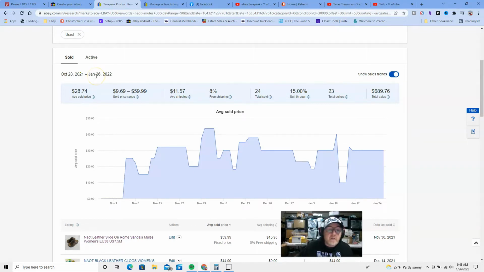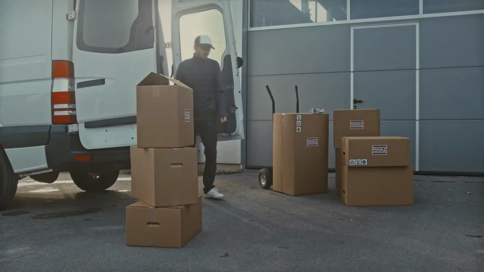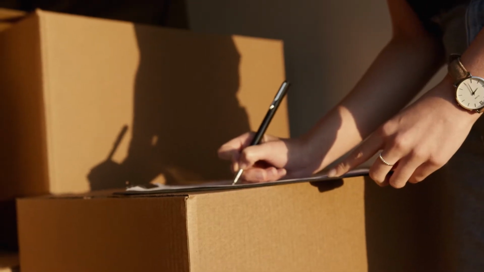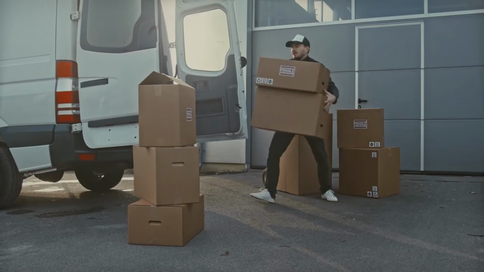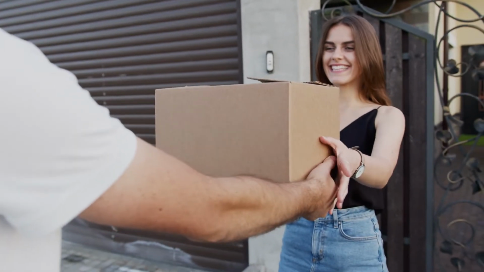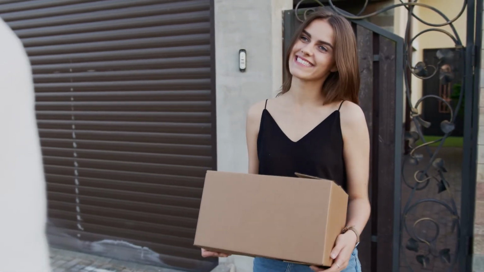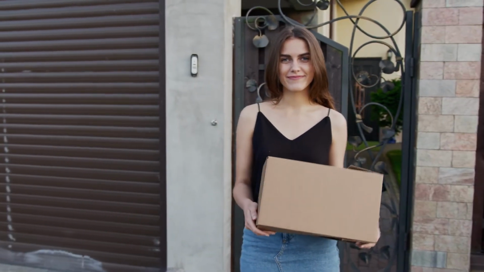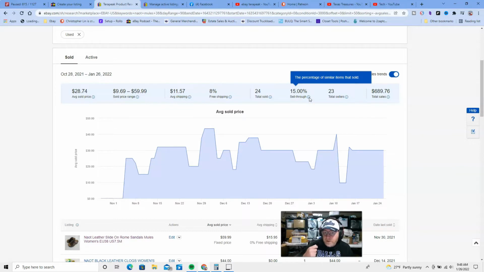But over the last 3 months, which is fall and winter, the average sell price is right at $29, as low as $9.69 and as high as $59.99. Average shipping is $11.57, and only 8% of people are doing free shipping. This is based on 24 items sold with a sell-through rate of 15%. That is the percent of items that have sold in the past 90 days. So 15% of the items listed in the past 90 days have sold, with a number of sellers, 23.